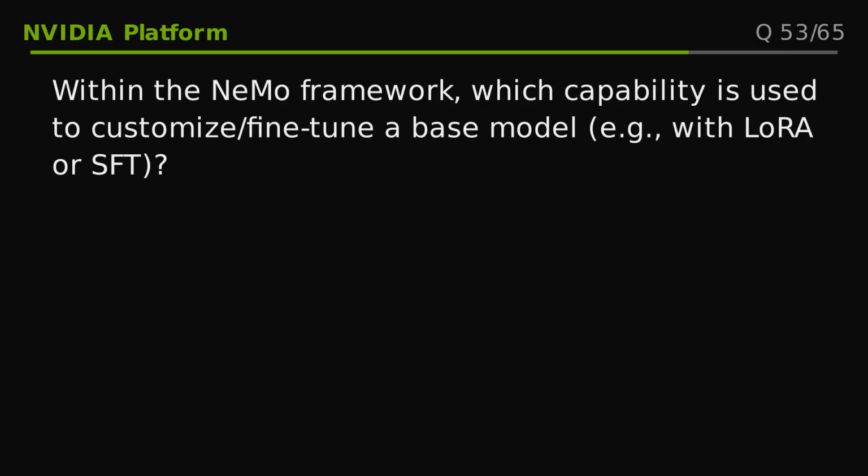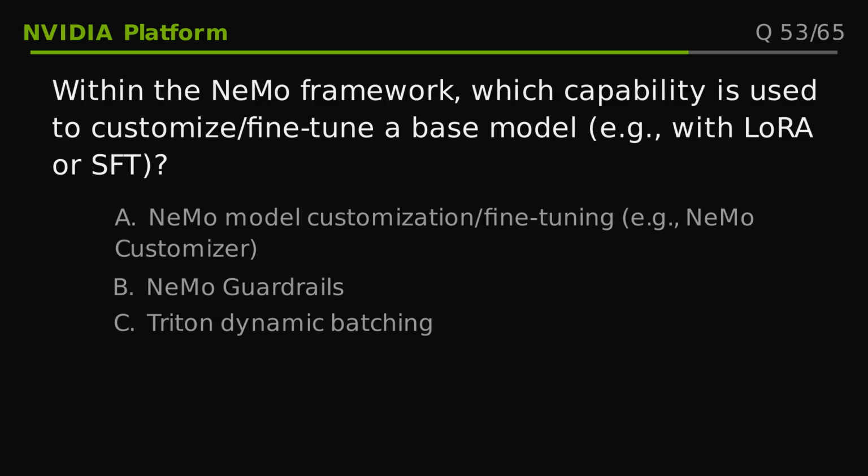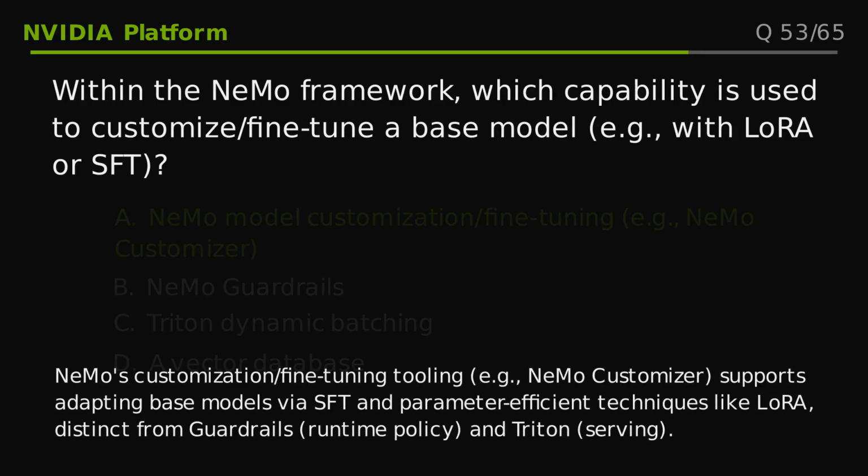Question 53. Within the NeMo framework, which capability is used to customize or fine-tune a base model, for example, with LoRA or a wrapper? Option A: NeMo model customization and fine-tuning, for example, NeMo Customizer. Option B: NeMo Guardrails. Option C: Triton dynamic batching. Option D: Vector database. The correct answer is A. NeMo's customization and fine-tuning tooling, for example, NeMo Customizer, supports adapting base models via LoRA and parameter-efficient techniques, distinct from Guardrails, runtime policy, and Triton serving.